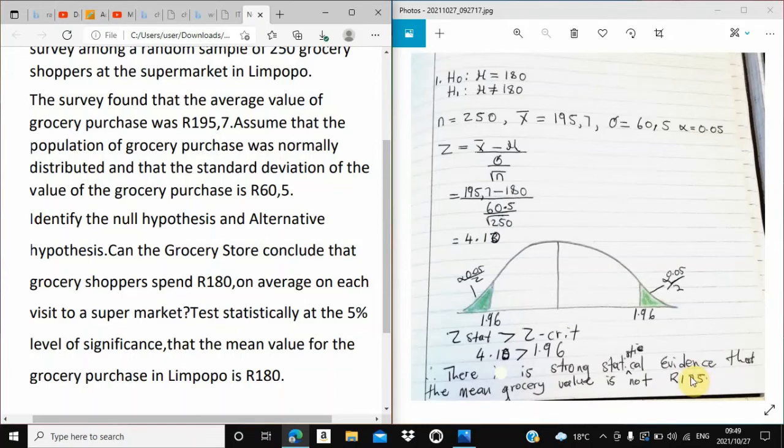Then we conclude. Why do we conclude? Because our Z statistic is greater than the critical value. But if the critical value was greater than the Z statistic, that means no, the evidence that we have is not strong enough to oppose the given statement.